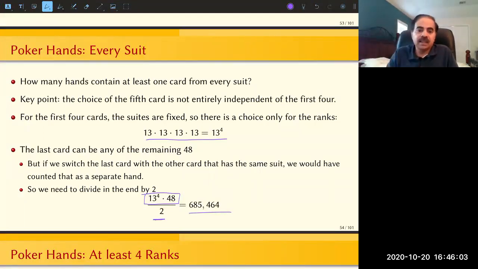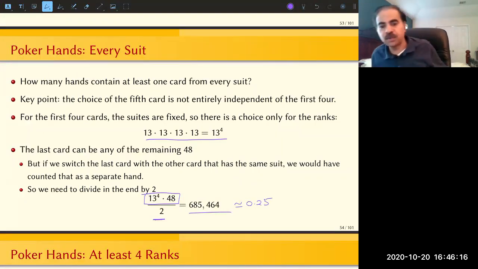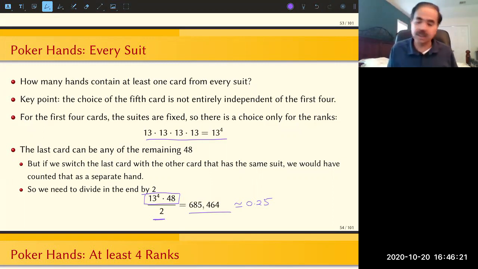So once again, this is not a very unusual hand. The probability of this comes out to be about 0.25, right? So the total number was like 2.4 something, 2.5 million, and so this is about a quarter of that.